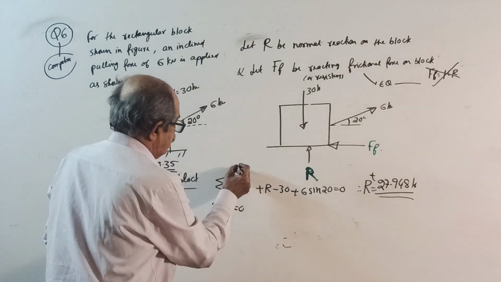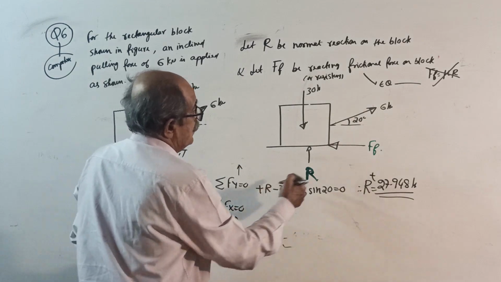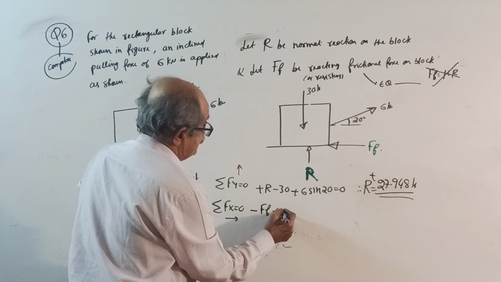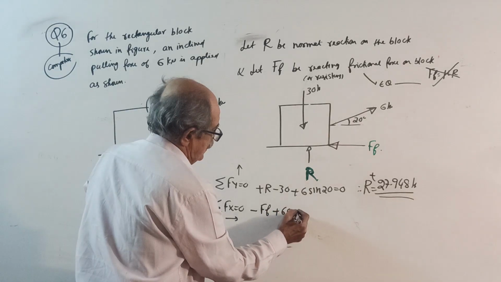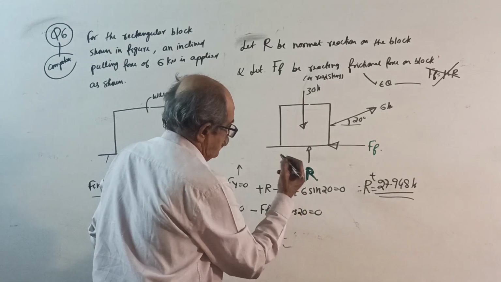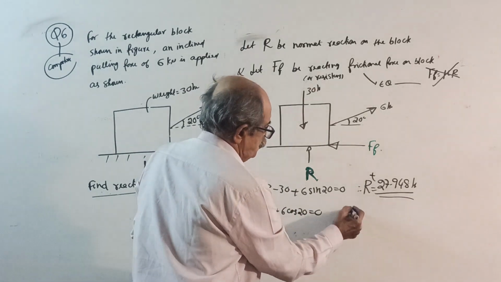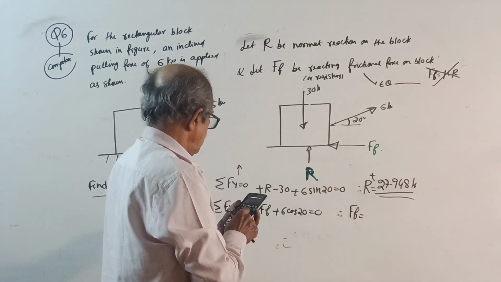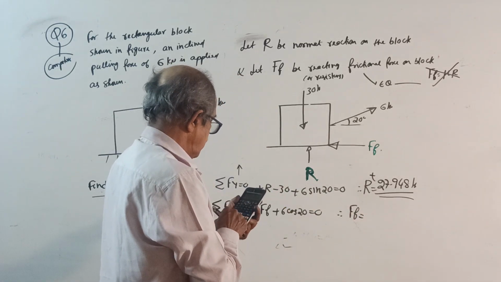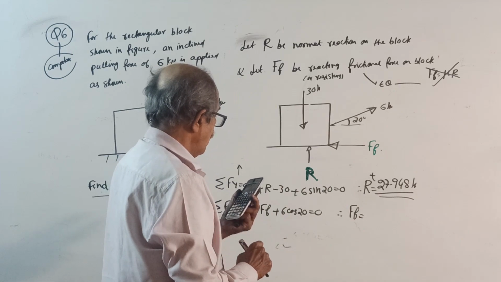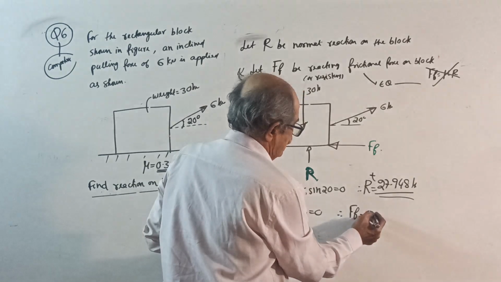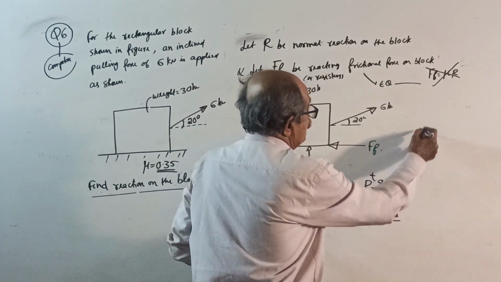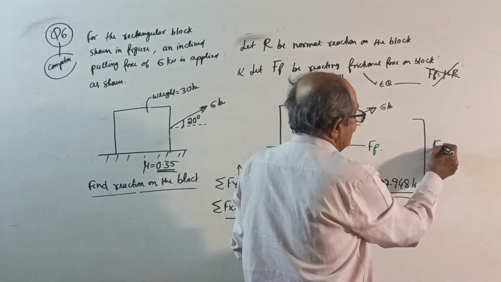Okay, now sigma Fx equal to 0. Take right side positive. What do you get? Minus FF plus 6 cos 20 equal to 0. Therefore, you get the value of FF. FF equals 6 into cos 20, which is 5.638 kilonewton. Therefore, write the final answer.